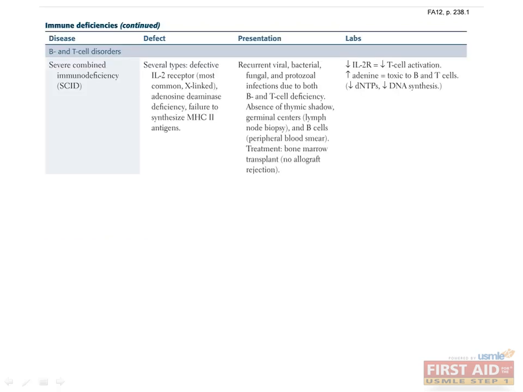Some immune deficiencies are the result of both B and T cell dysfunction. Severe combined immunodeficiency, also known as SCID, which was publicized by the Bubble Boy, clinically presents with recurrent viral, bacterial, fungal, and protozoal infections. It's important to recognize that there are several forms of SCID. The most common variant is X-linked, resulting in a defective IL-2 receptor. IL-2, you'll recall, stimulates growth and proliferation of cytotoxic T cells. SCID also manifests as an adenosine deaminase deficiency, and as a failure to synthesize MHC2 antigens. As an interesting side note, it was also the first human disease in which gene therapy was attempted as a cure.